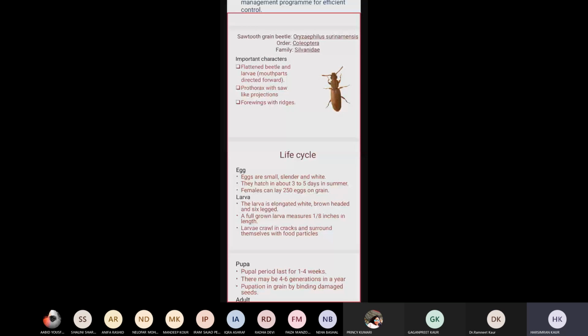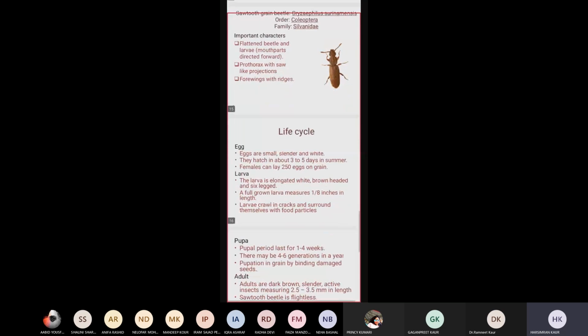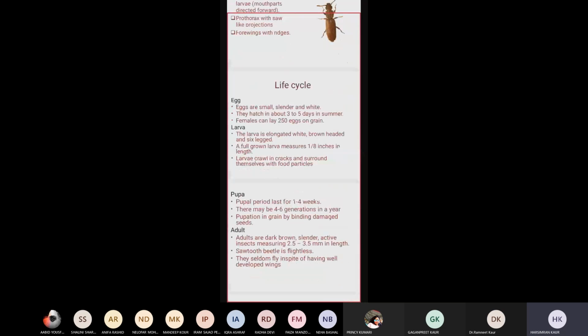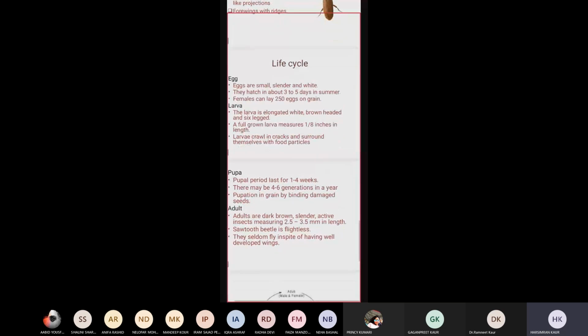Larvae crawl in cracks and surround themselves with food particles so that they cannot be seen and located. Then larva changes into pupa and the pupal period lasts for 1 to 4 weeks. There may be 4 to 6 generations in a year. Pupation occurs in grain by binding themselves to the damaged seeds.